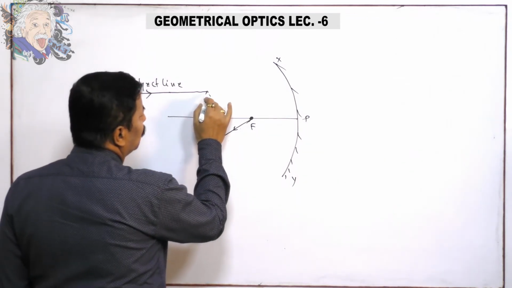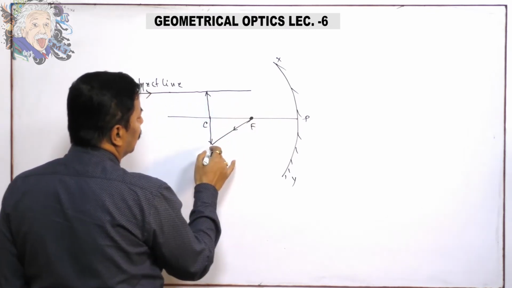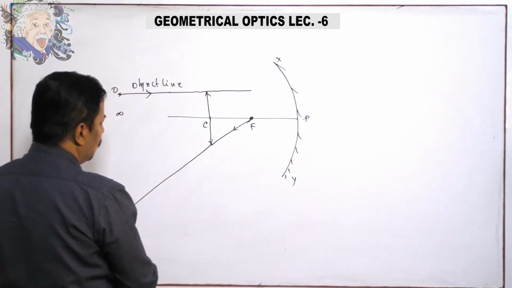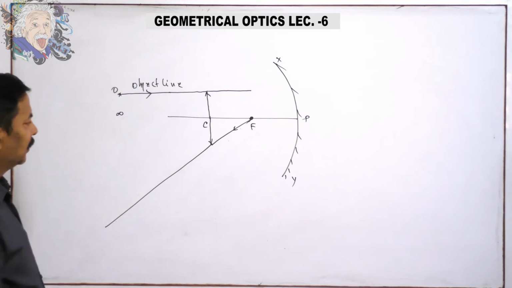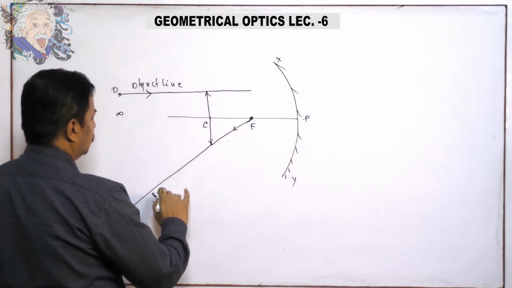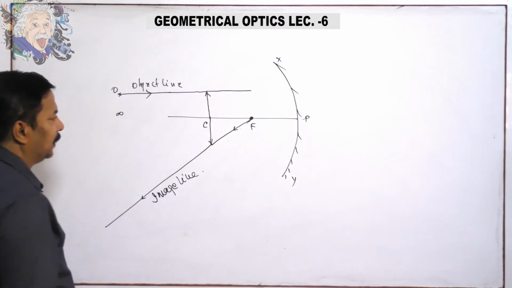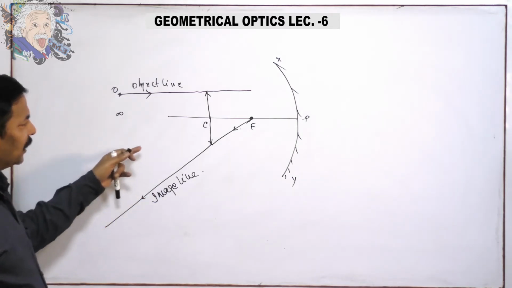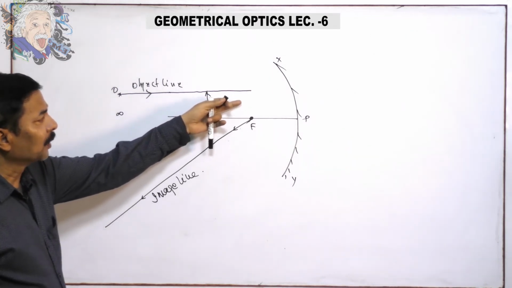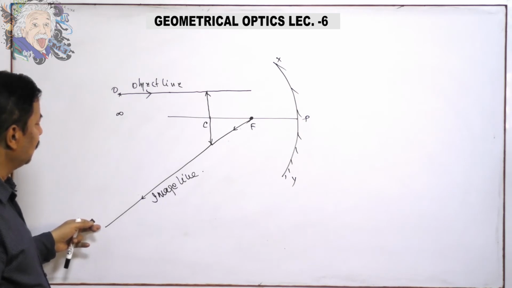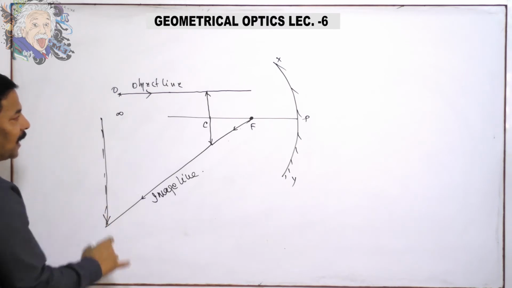When the object is moving from center of curvature to focus, the image is moving from infinity and it is highly magnified. You are observing, this is the image line. This is the image line, the object is moving and its size is increasing. You see how the size is increasing. When the object has reached near the focus, the image has reached near infinity. Here you see, here the image has reached.